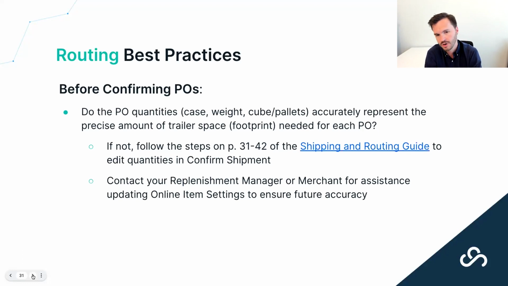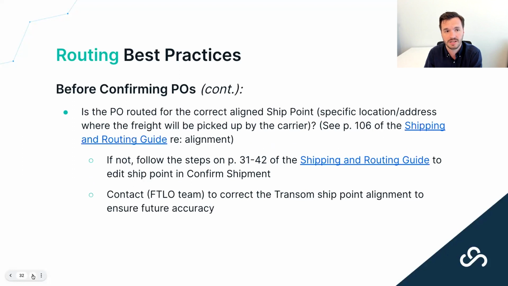But again, that's before confirming the POs. You want to make sure that all of that is done. And then you can also contact the RM or merchant / buyer for assistance in updating the online item settings to ensure future accuracy. RMs and buyers are generally pretty motivated to work with you on all of that because what they want is that shelf space all figured out.